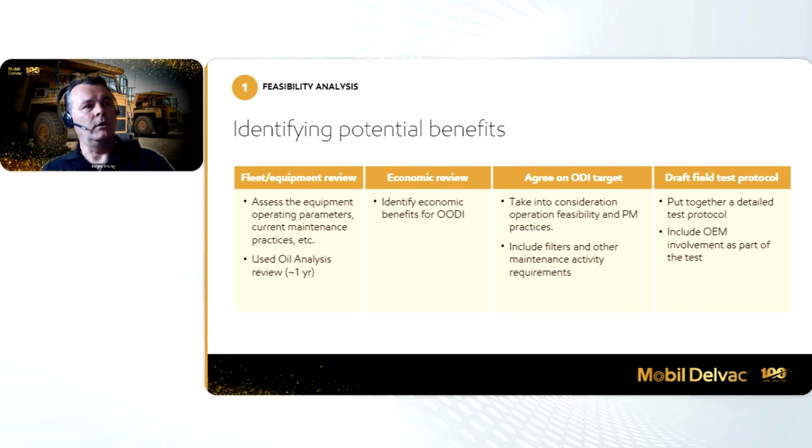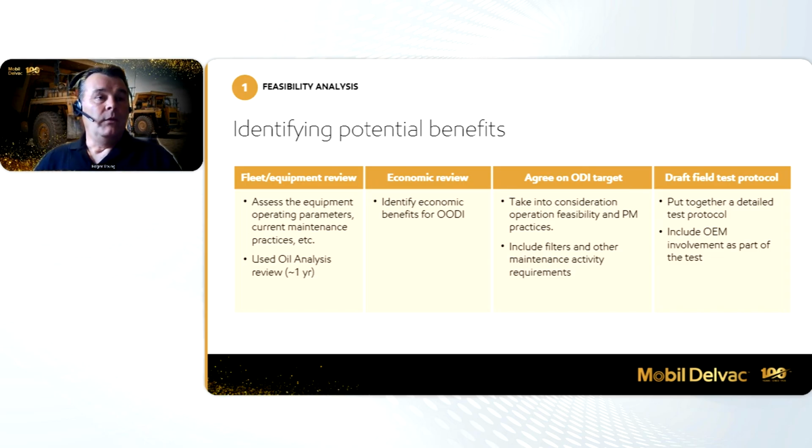Then we take it on to the third step of identifying the potential benefits. What is the ODI target, and does it make sense? Where are you now? Where do we think we can be? What is too far? And we need to think about other things that we see here, filters and maintenance activity requirements. So, can we actually change the PM schedules? If we can't, well, then maybe there isn't a huge amount of value here, although there would be some oil saved and some labor saved. So there's many things that we need to really take into consideration, and we assist with that every step of the way.